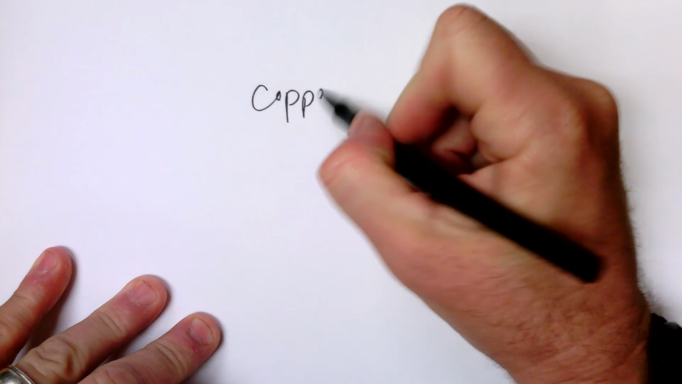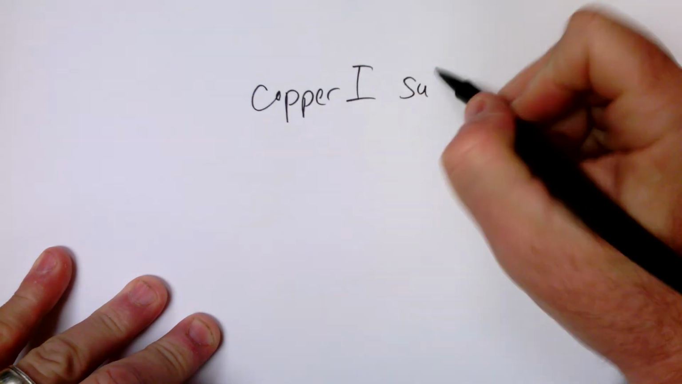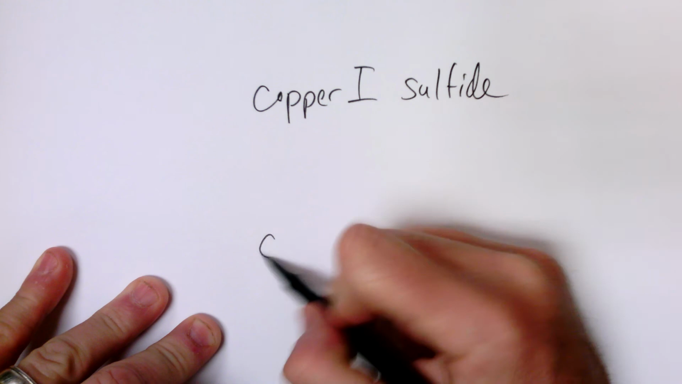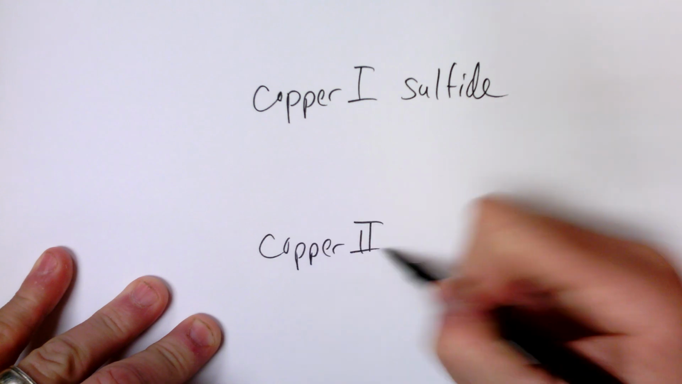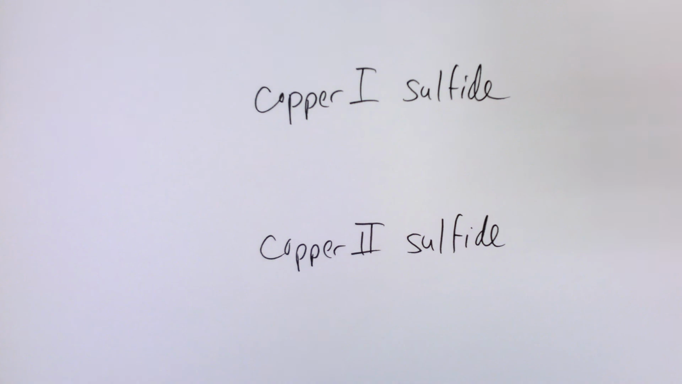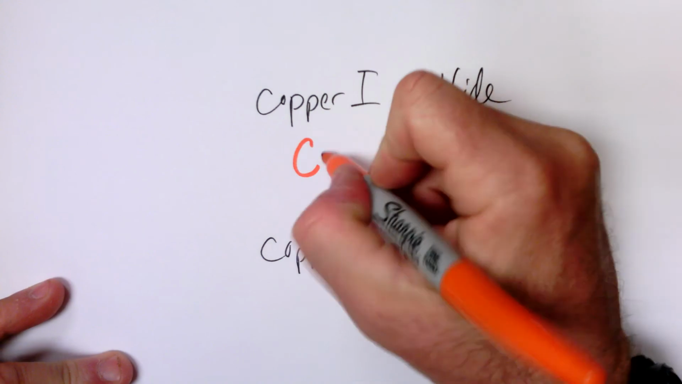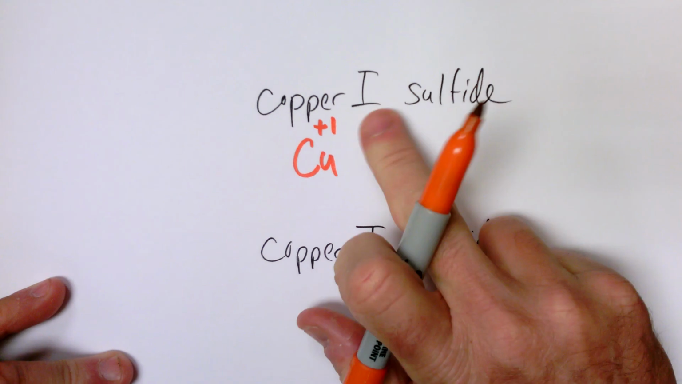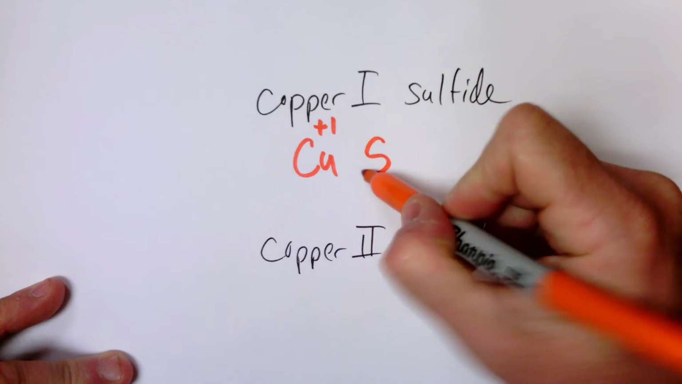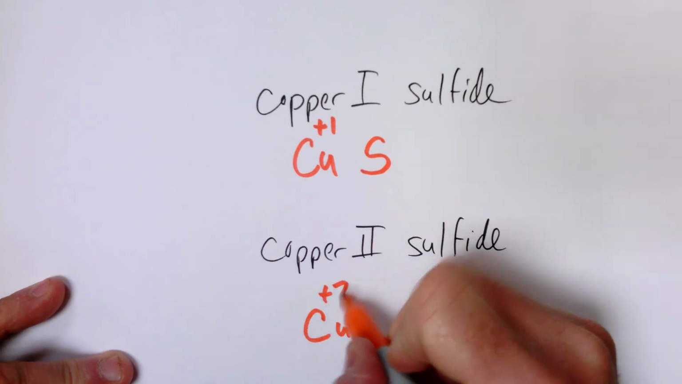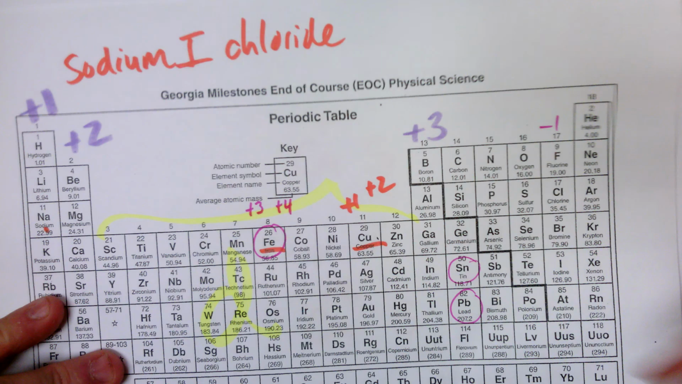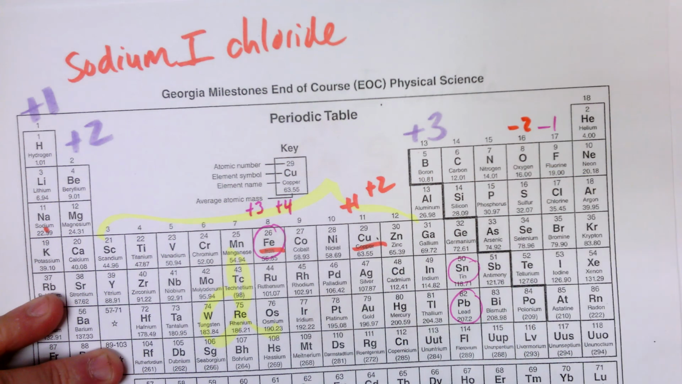Because now, let's look at some examples just real quick. If I said copper 1 sulfide versus copper 2 sulfide, let's see what difference this makes. So I know it's copper. I'm telling you right there, it's a +1. Sulfide, that's sulfur. So this is the copper, that's a +2. That's sulfur. Sulfur is right here. Sulfur is always a -2 because of where it is in the periodic table.